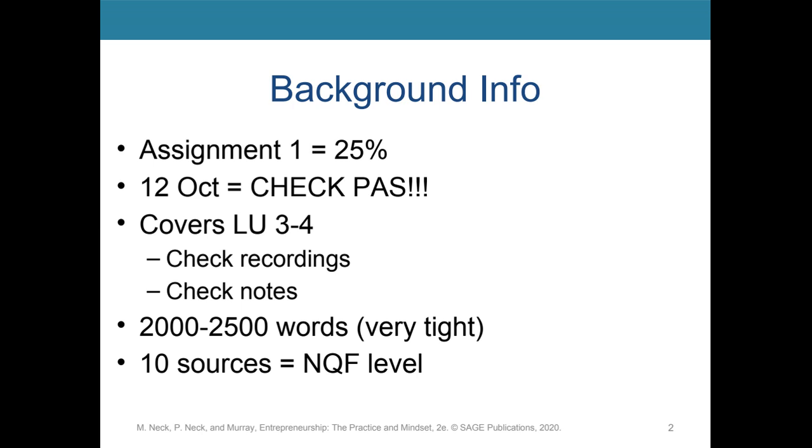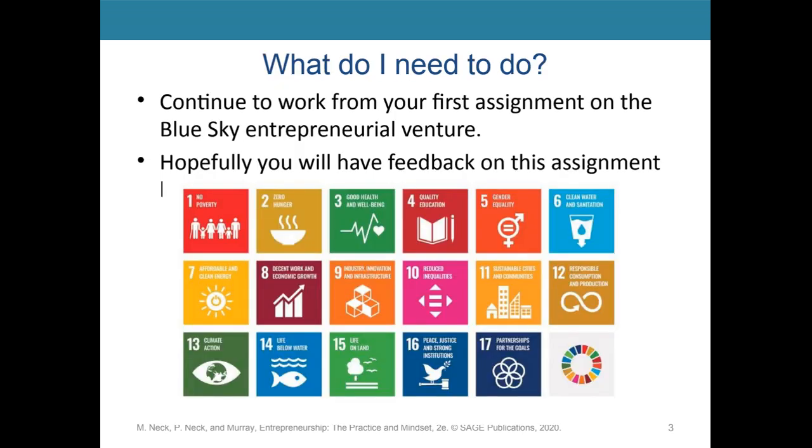I'd like to see 10 sources. I feel at this level, your third year level, some of you might be preparing for honors. You need to have a good couple of sources when you're writing. This assignment builds on the previous one. You would remember that in the previous assignment, you had to come up with an idea for a blue sky venture that was linked to those Millennium Development Goals. And this is further linked to that.